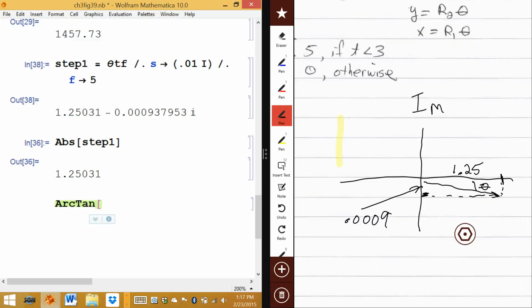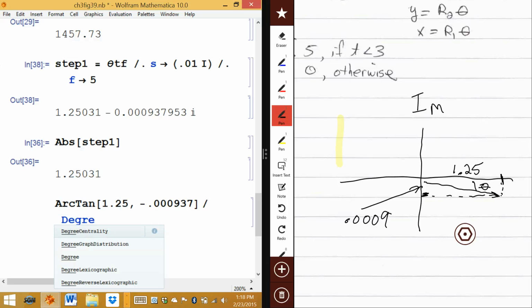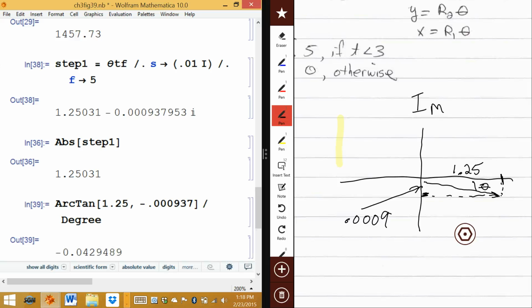Okay, so in this particular case, Mathematica requires the horizontal piece first, and then it's going to ask for the vertical piece, which is a negative 0.000937. And this angle is going to be in radians. If you want it converted into degrees, you just divide by degrees, or degree, and that'll get you an angle in degrees. So the phase angle is a negative 0.04 degrees. That's how you do the phase angle.